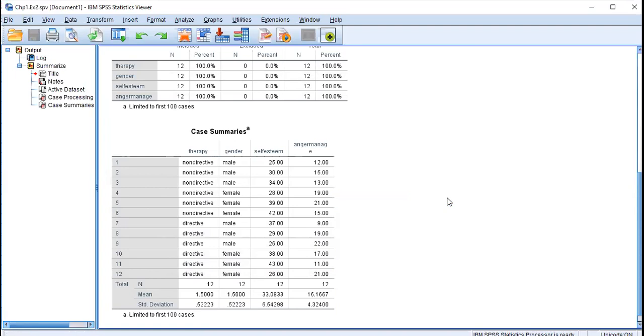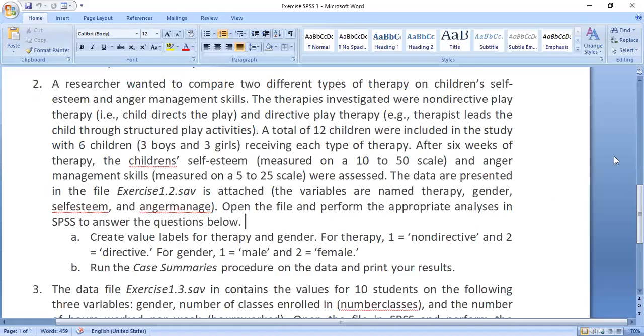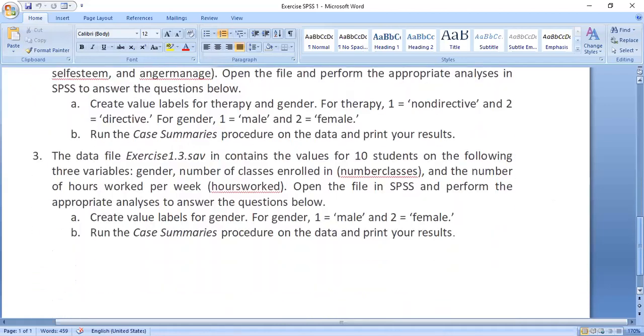Done. So this was question number 2. Let's swiftly move to question number 3 so that we know what the question is and how we are going to do it. So let's move to question 3, and here we are. So question 3 is before us.